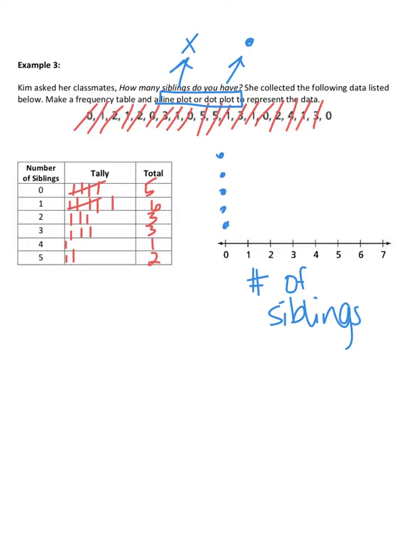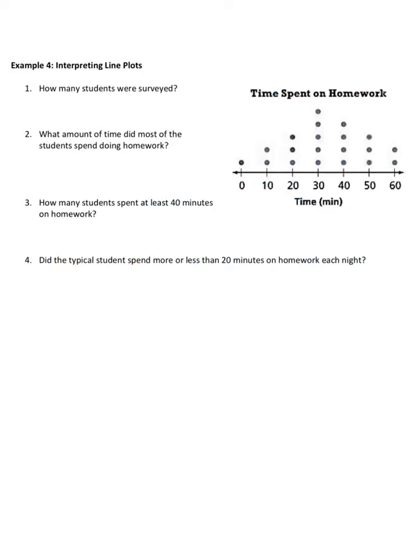Okay, so let's go ahead and finish making our line plot or dot plot and then check our answers. So go ahead and check your answers with mine. Again, you'll see that I have 5 dots above my 0, 6 dots above my 1, 3 dots above my 2, 3 dots above my 3, 1 dot above my 4, and 2 dots above my 5.